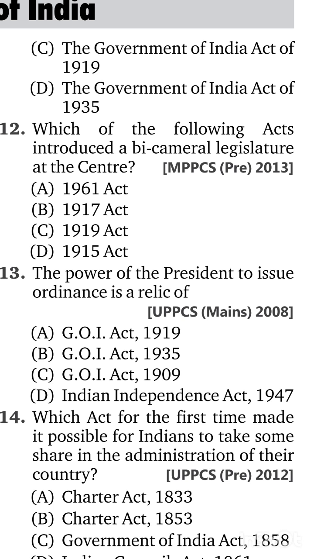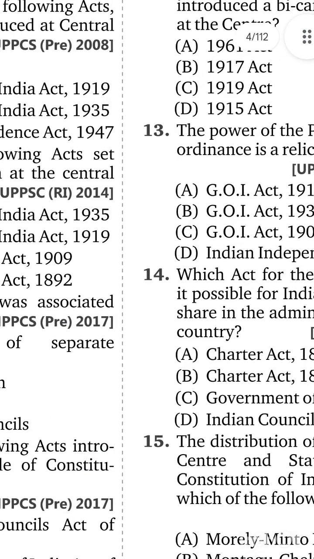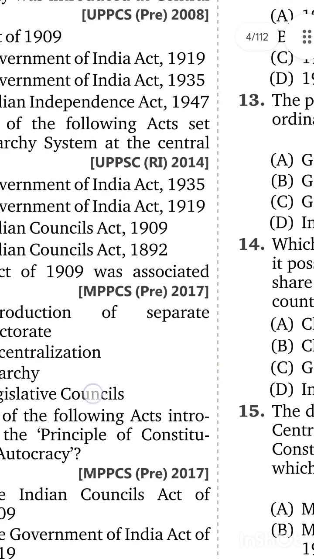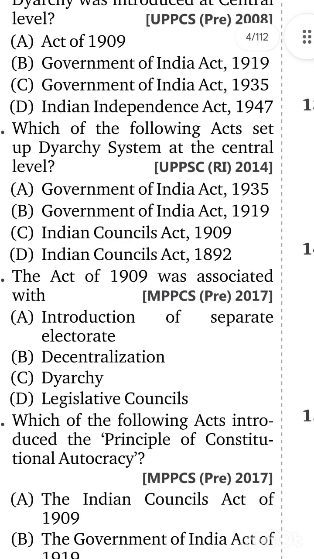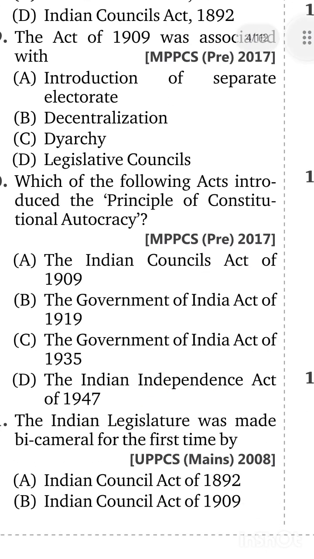Similarly, Government of India Act 1935. In that, we had seen the power of President to issue ordinance. Second thing is Federal Court in India. Next, diarchy system at central level, and principle of constitutional autocracy is also Government of India Act 1935.